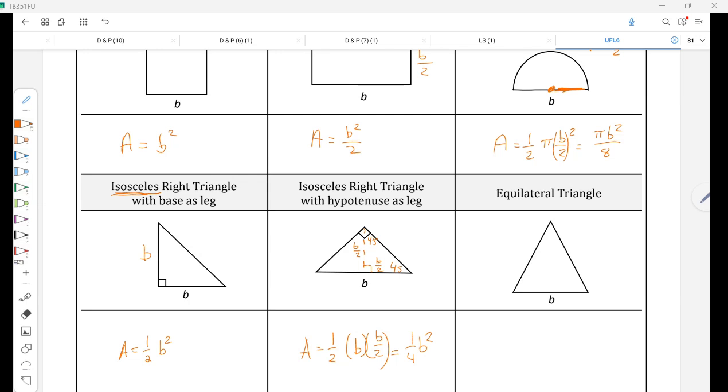Keep saying one of these triangles is going to be fun. Here comes the fun one. Equilateral triangle. Base is the b. Draw in the height. Split into b over 2 and b over 2. Same thing as the other one.